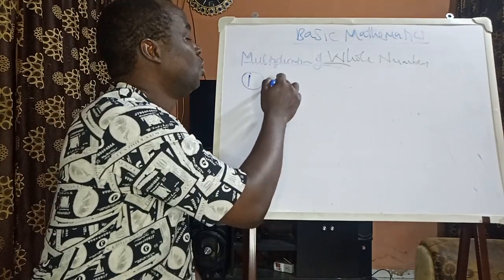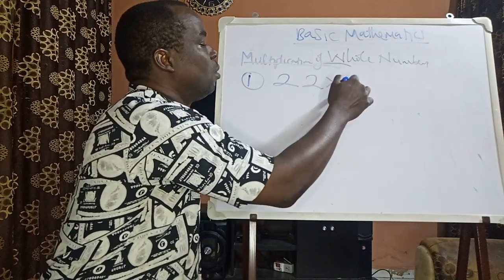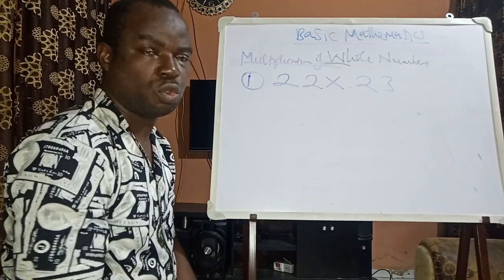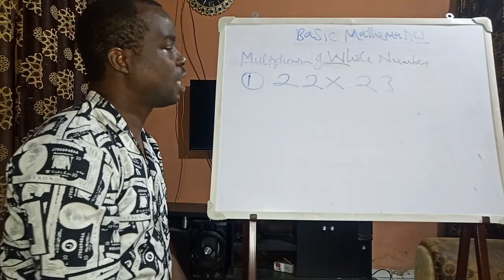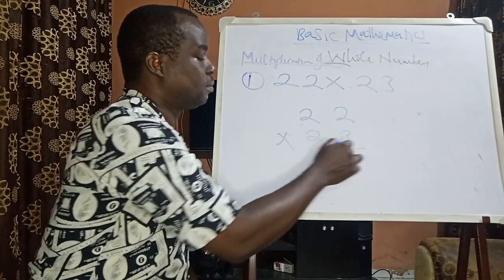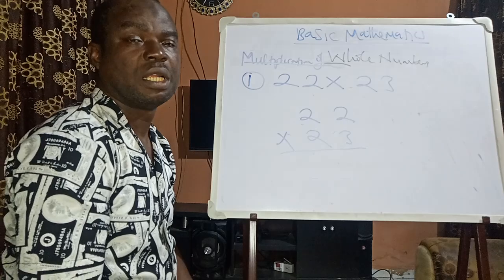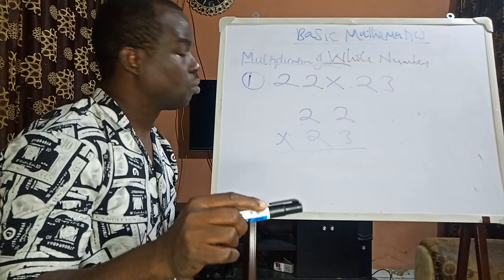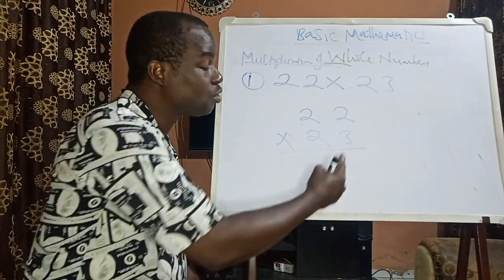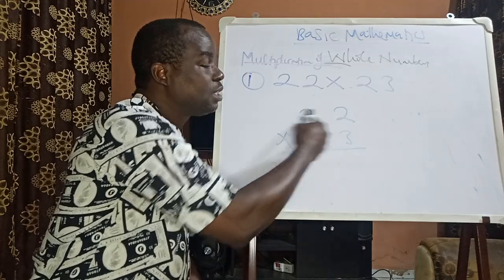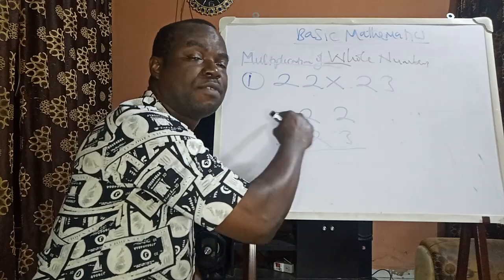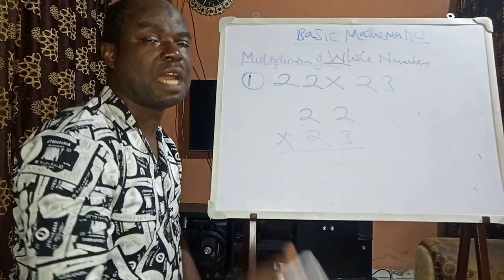Let us multiply 22 by 23. Okay? 22 multiplied by 23. Now, here we have 22 times 23. Are we good? Now, we will do the same thing that we did before. What you do here is that this number here will multiply everything up here. And when you are done, this number here multiplies everything up here. Are we together?